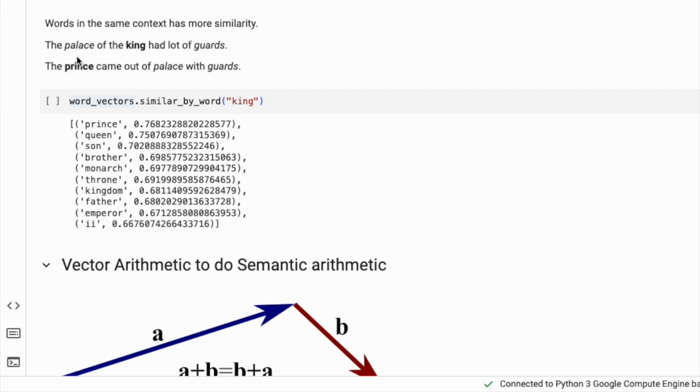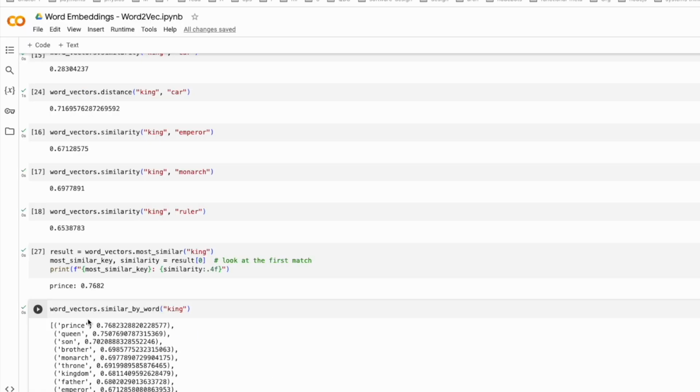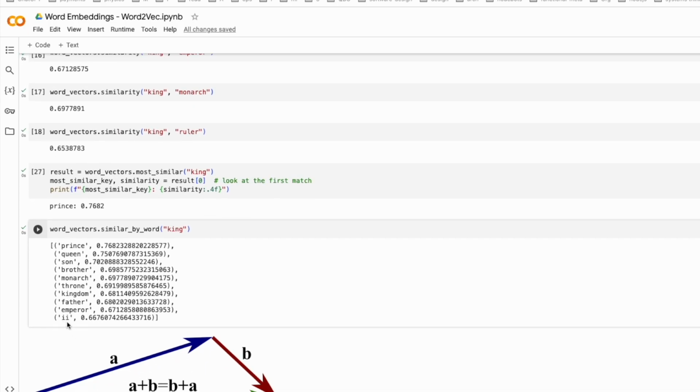So for example, if we look at these two sentences, we see the words palace, guards, etc. in that sentence, and we see the words king and prince. So we could say that king and prince have some similarity because they appear along with the same set of words in different sentences. Other words are queen, son, brother, monarch, throne, kingdom, father, emperor, etc.